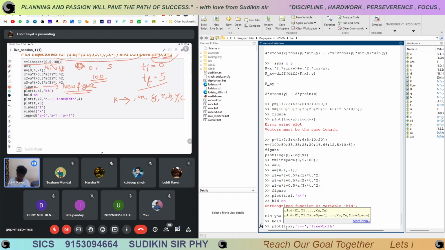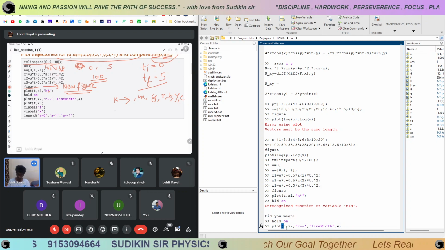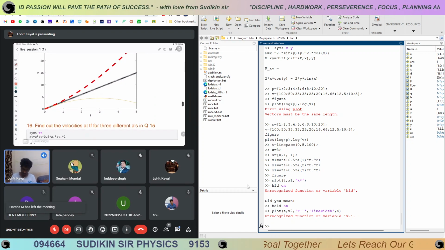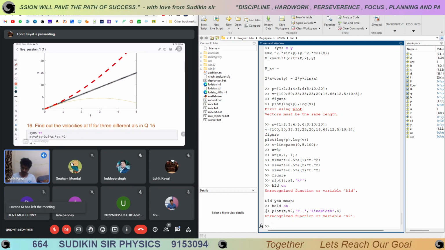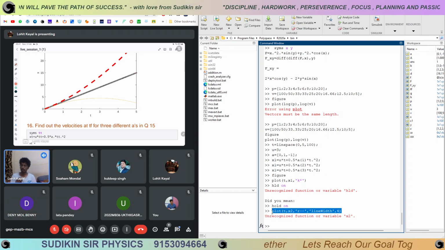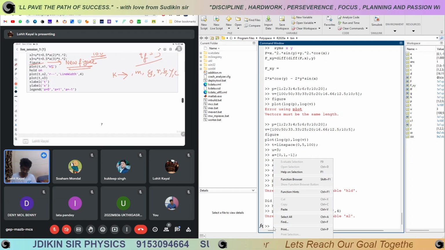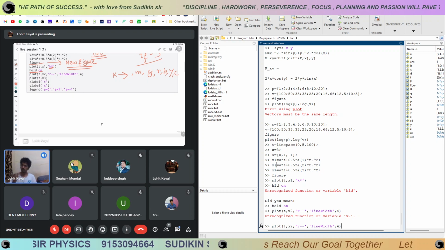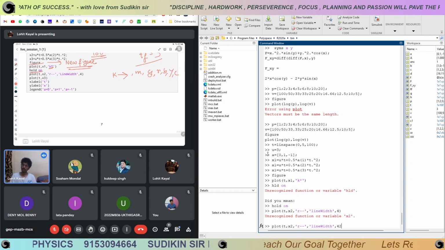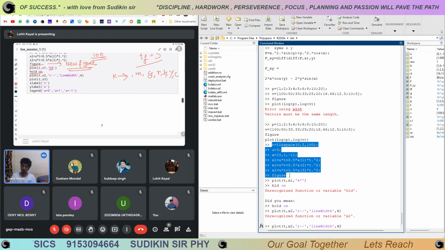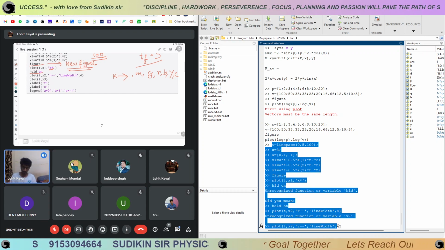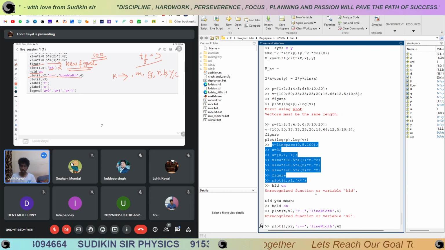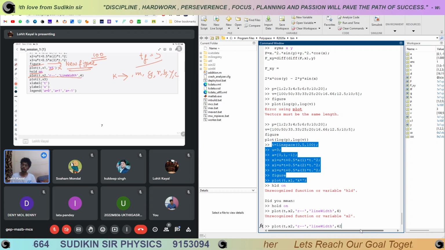Here k star means you will see a black line, and all the markers, all the points, have a star put on them. Then hold on means the new plot will appear on the same plot. Here I am plotting a new thing. If you don't put hold on, this plot will be erased and only the new plot will appear. So you have to put hold on if you want to do various plots on the same figure.